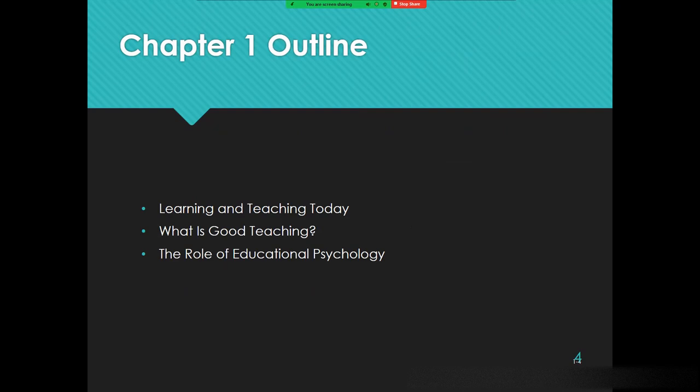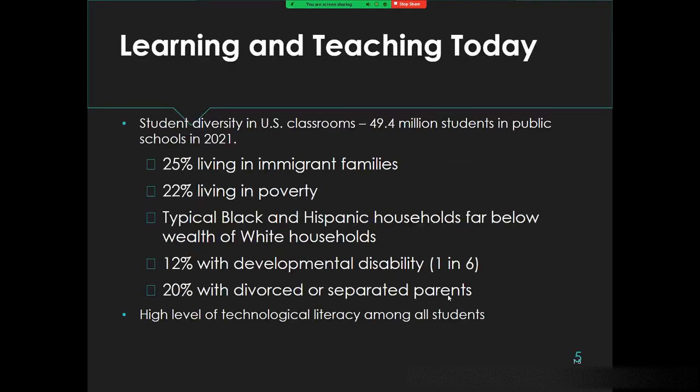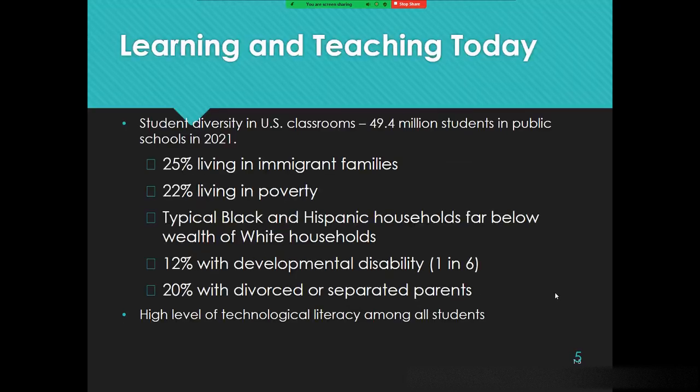So the three main topics covered in chapter one are learning and teaching today. We're going to start with just a general overview of what is real life in the classroom for a student and a teacher. What is good teaching? We all want to be good teachers. So what do we mean when we say good teaching? And then what's the role of educational psychology, both in good teaching and in learning and teaching today?